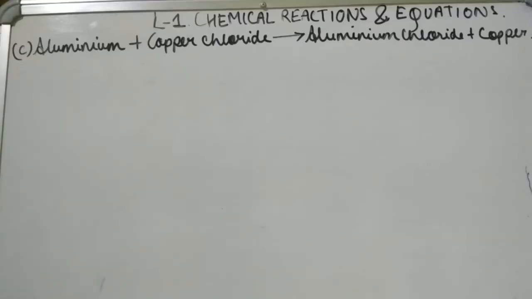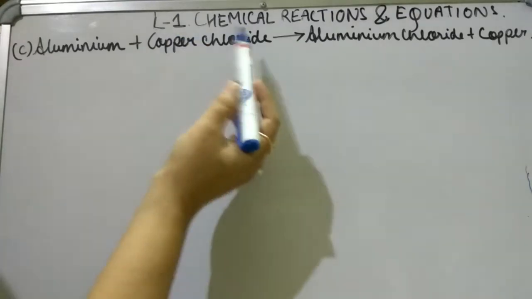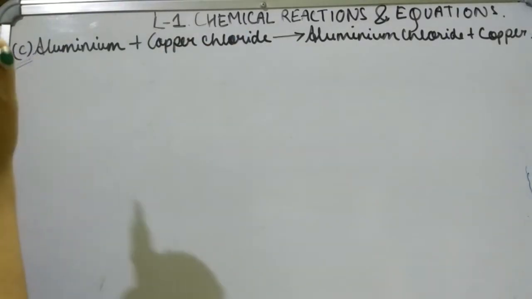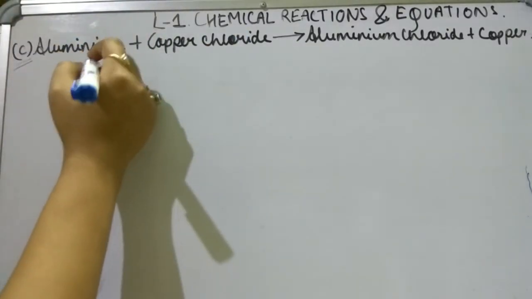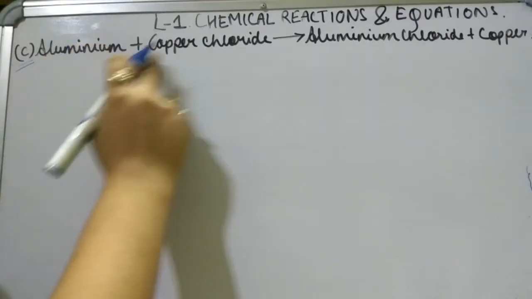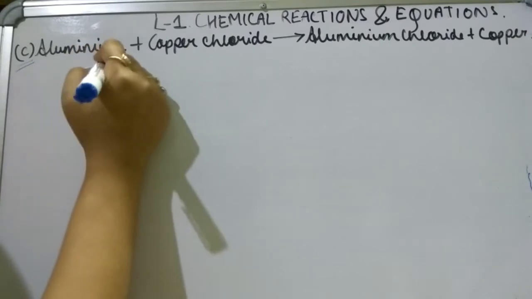Last class we left off on question number B of this chapter. So today we will do question number C. Aluminium plus copper chloride gives us aluminium chloride plus copper. So this is the reaction.